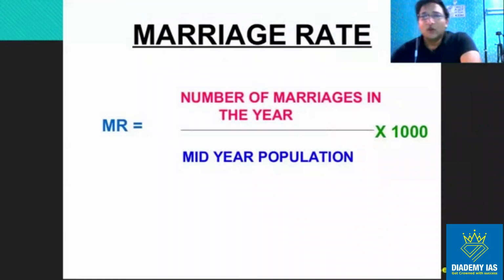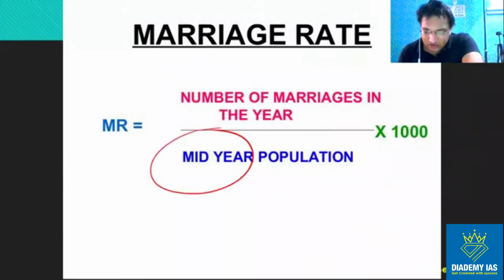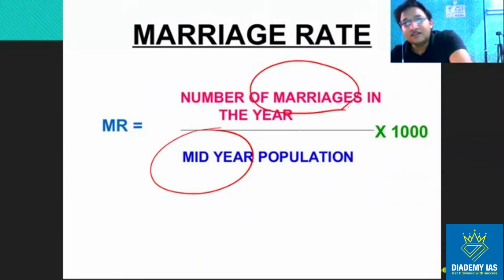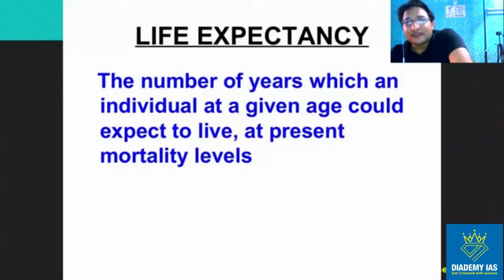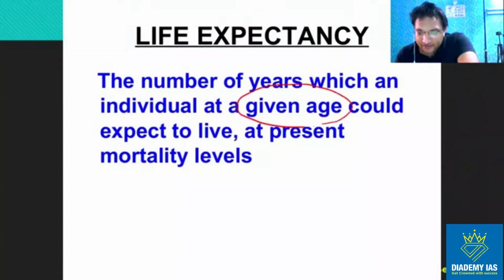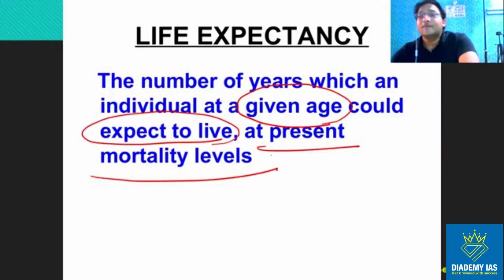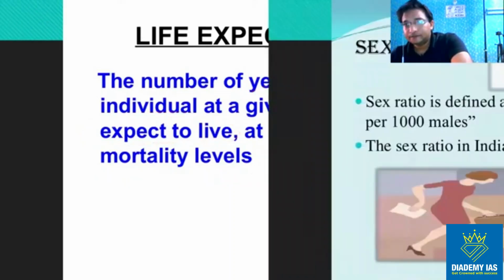Now marriage rate: number of marriages in the year divided by male population, not very popular but still you should know. Life expectancy: the number of years which an individual at a given age could expect to live at present mortality rate. So considering the present mortality rates, the present situation of health, etc., how many years a person is expected to live, right? How much is the average age of the person, right? This is the life expectancy.